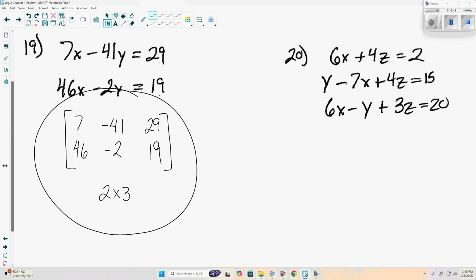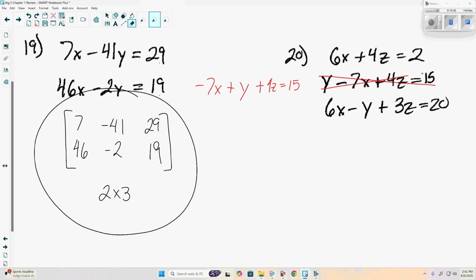Questions on how we did 19 before we look at 20? Number 20. The first equation, we have 6x plus 4z equal 2. The variables are on the left-hand side, and they are in the correct order. We don't have y, but that's fine, because the value for y will be 0. We look at the second equation. We have y minus 7x plus 4z equals 15. The numbers are out of order. We have to switch the x and y.